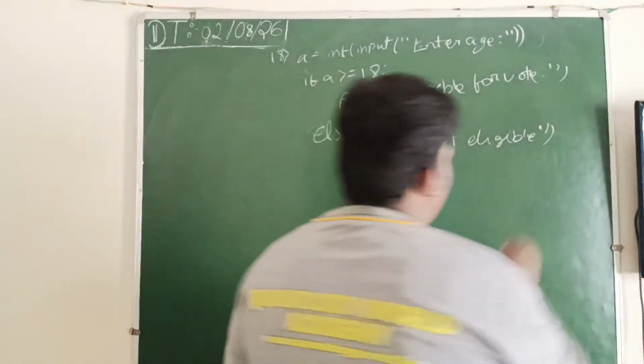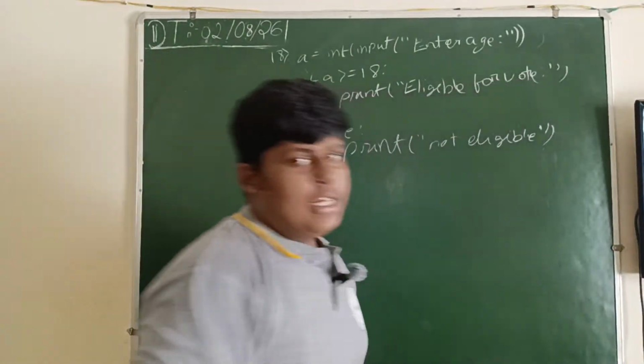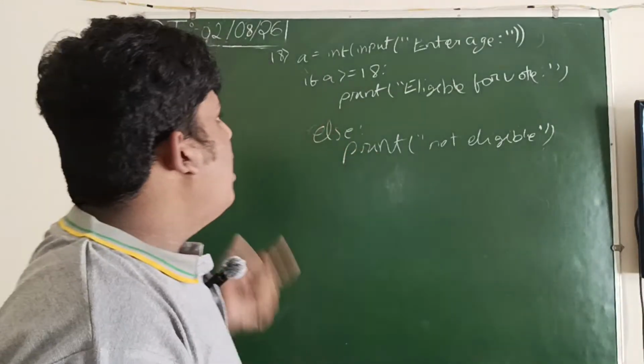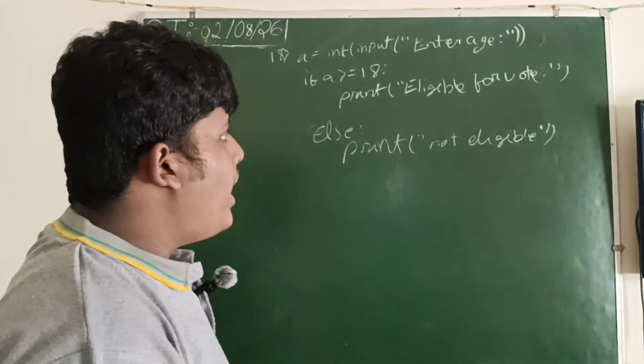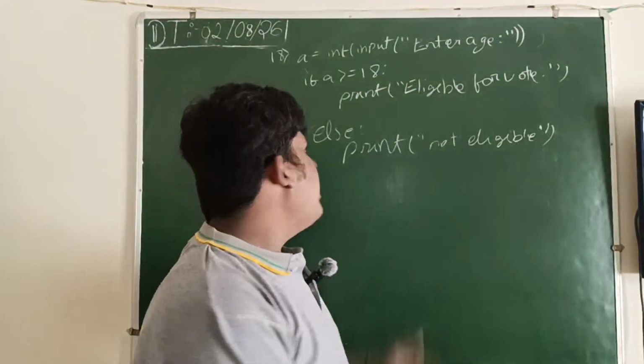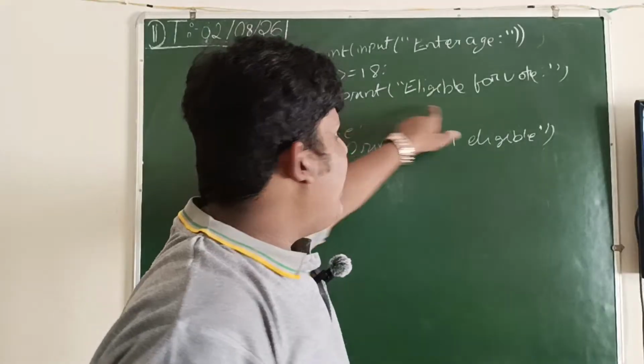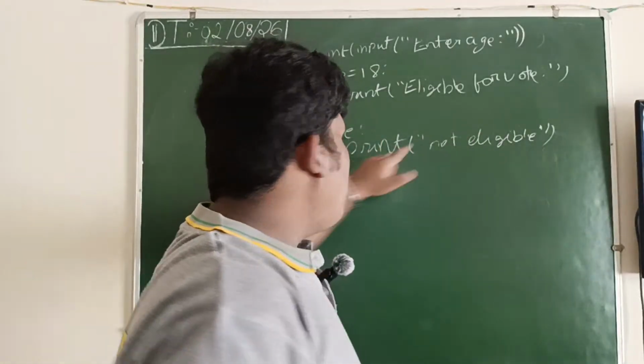So this is the program for checking the eligibility of voting for people according to their age. We'll input the age as A equal to int input, enter the age, then we'll check if A is greater than equal to 18, then print eligible for vote, else print not eligible.